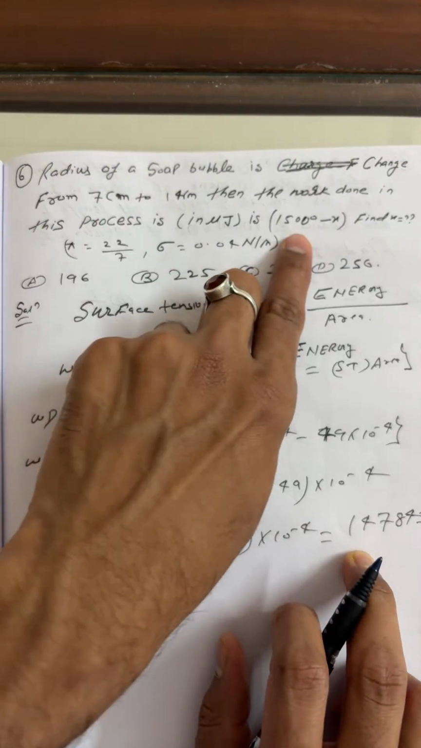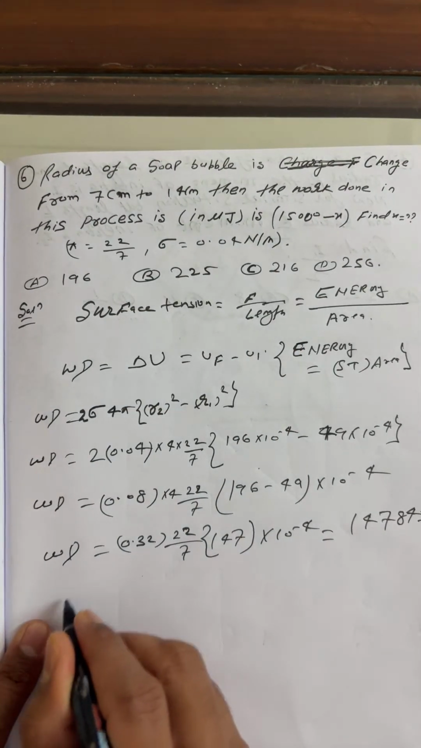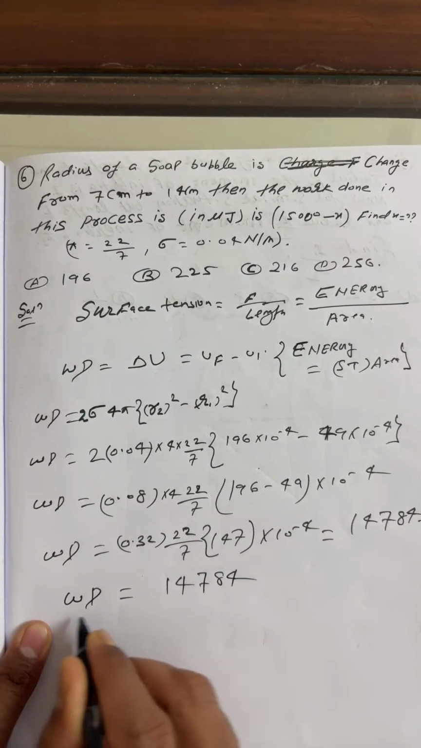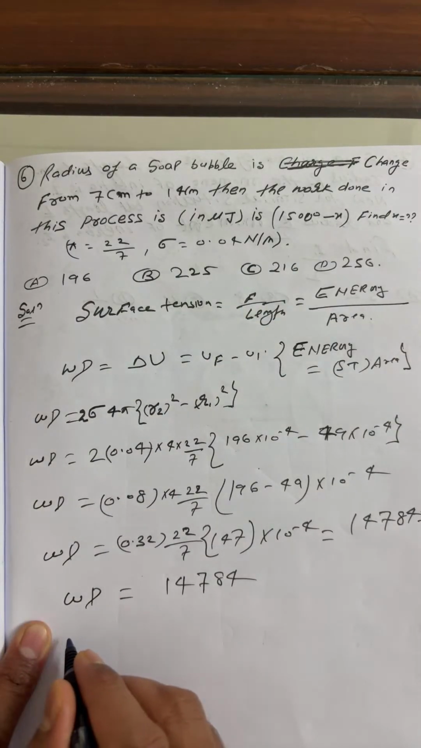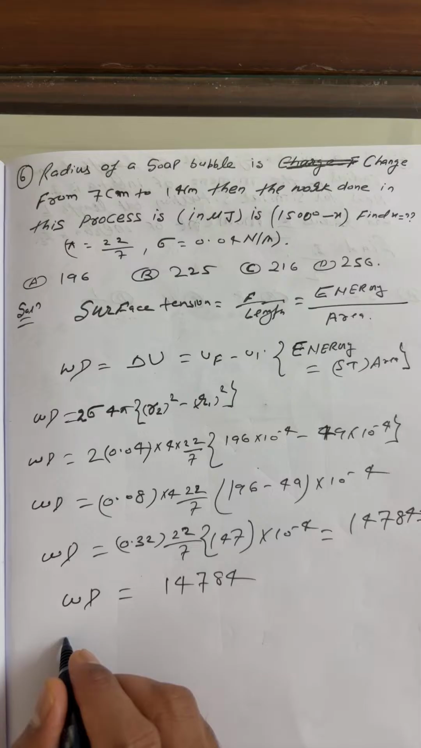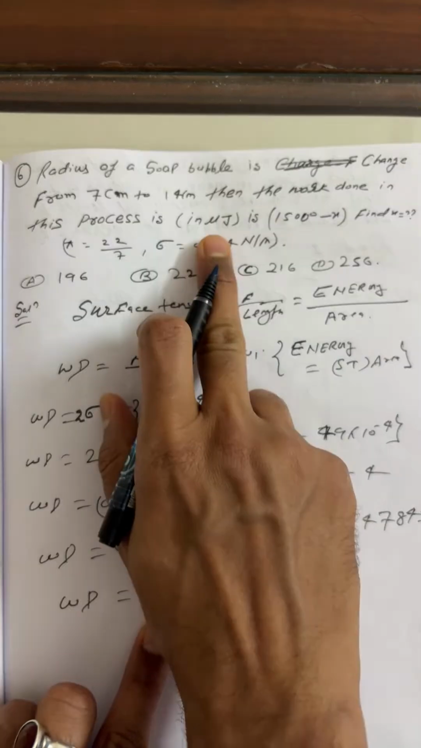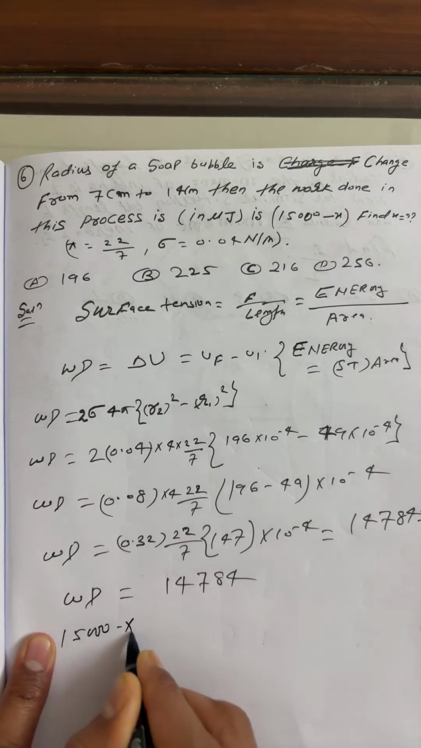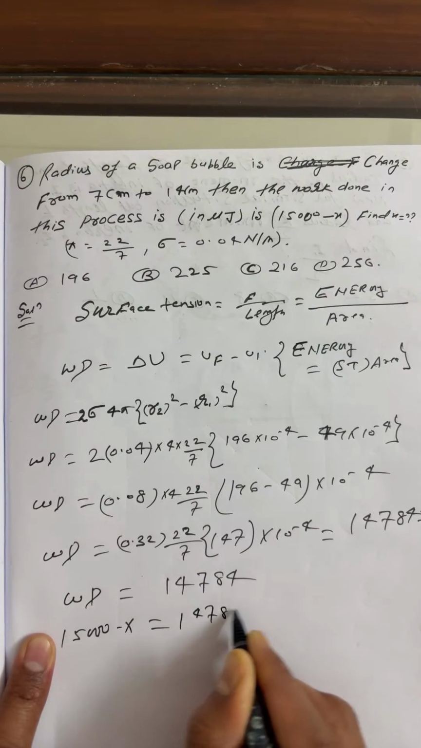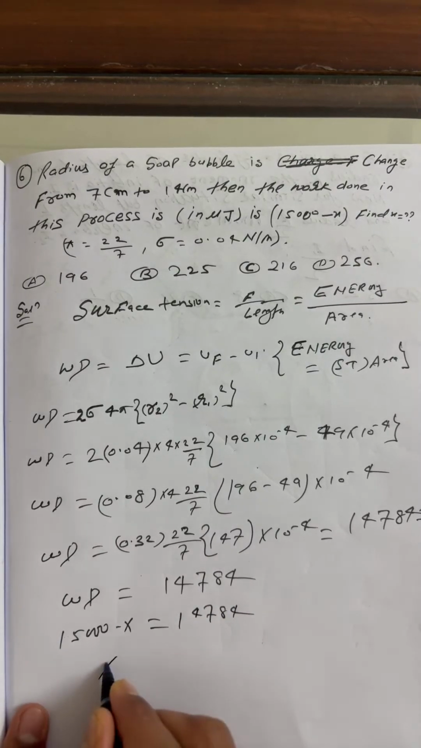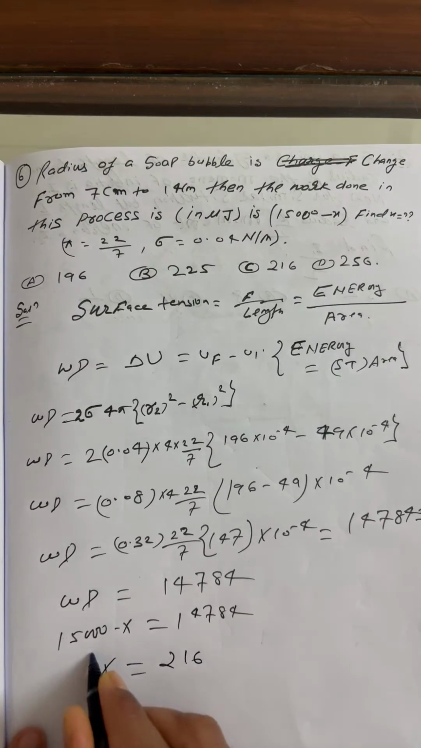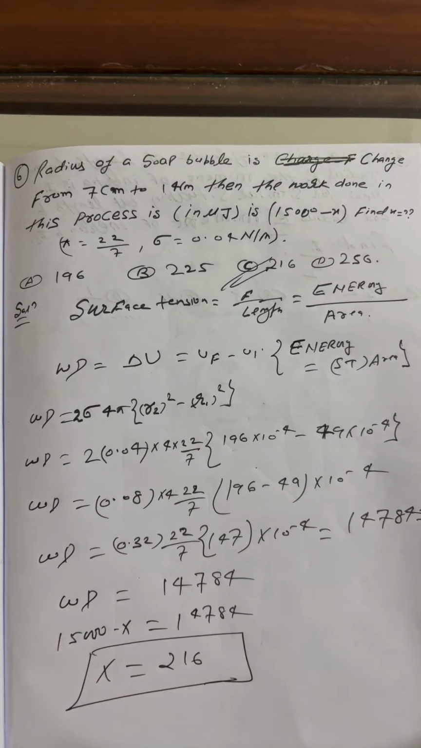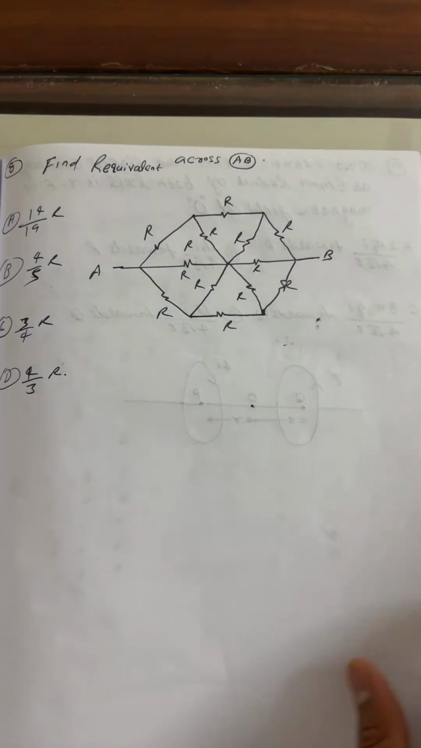Now we have to equate this work done with that. Then we'll get x. So you can write over here work done is 14784, and work done is already mentioned in the question, student, right? This is also in microjoule everywhere. So 15,000 minus x is equal to 14784. With further calculation here, x you will get is 216. Is any option there, my dear? Yes, option number C is the correct answer. Now let us have a look at the next one.